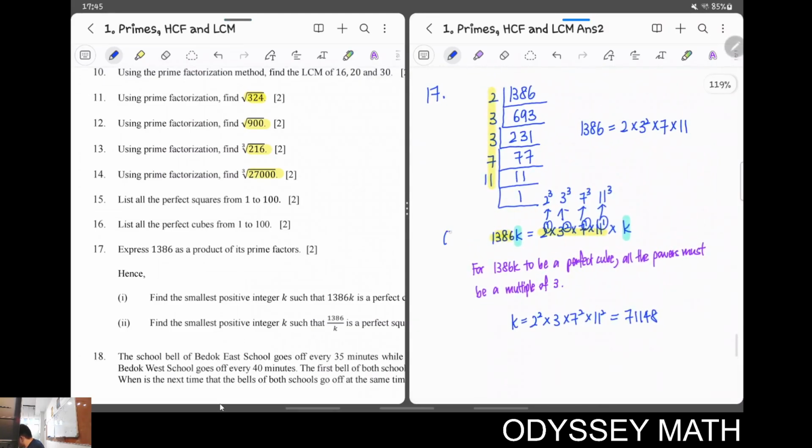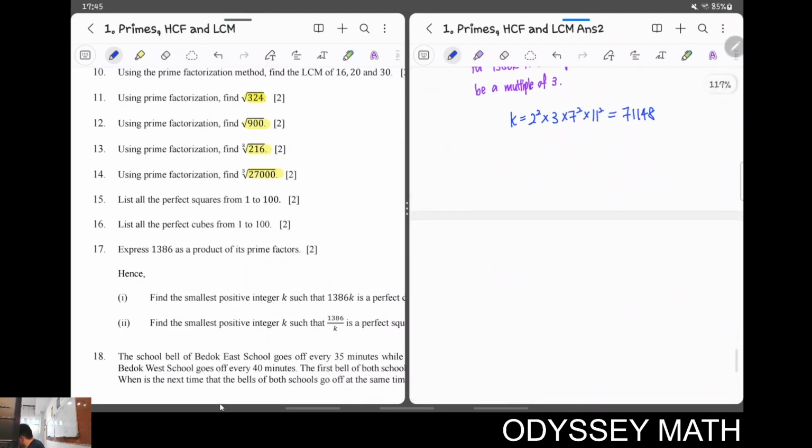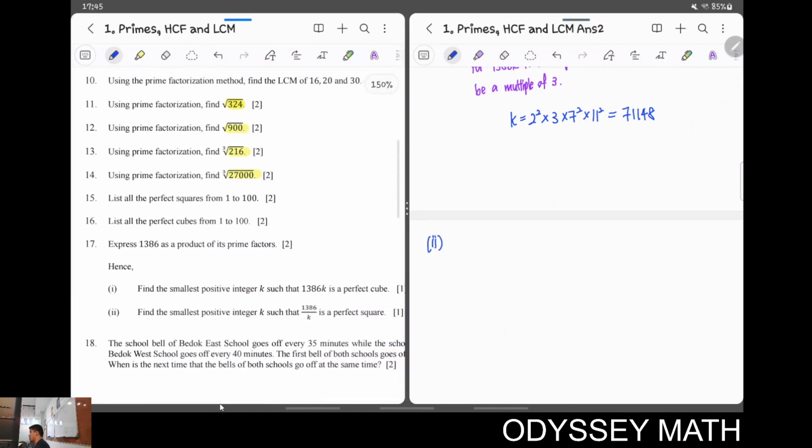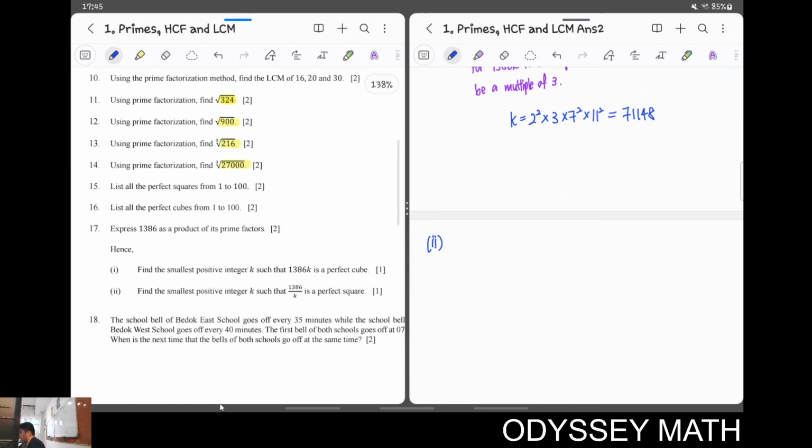Can? So let's do question 17. This is part 1, by the way. Let's do question 17 part 2. Notice that I go through slowly if it's something new to you, because I don't want to go through very quickly, especially if it's a new question. Then students wouldn't be able to keep pace.